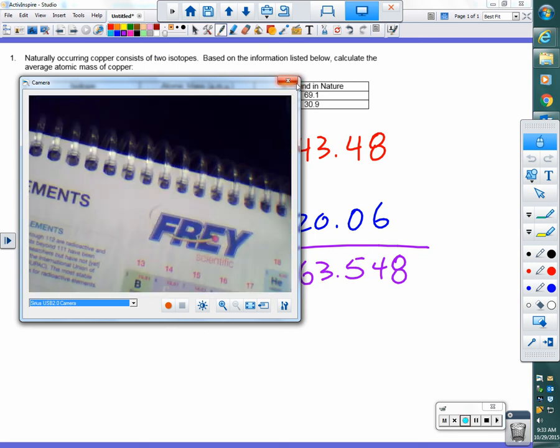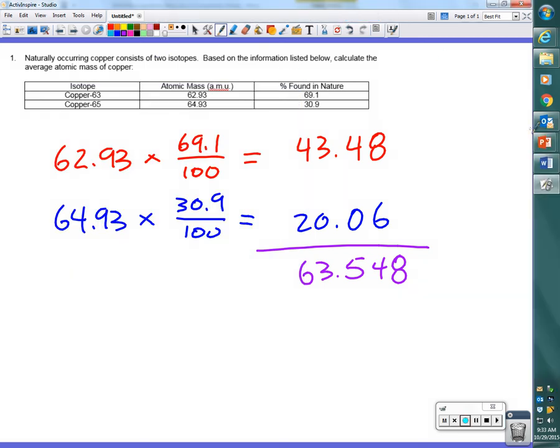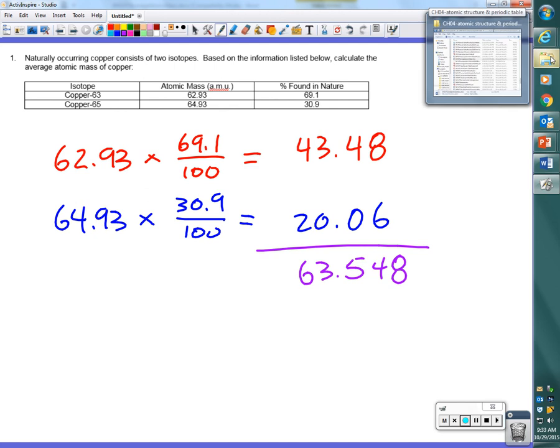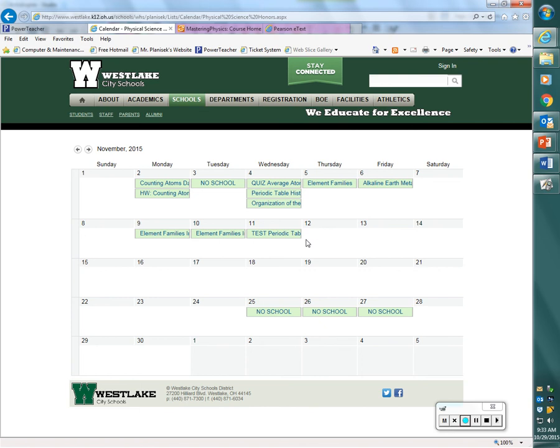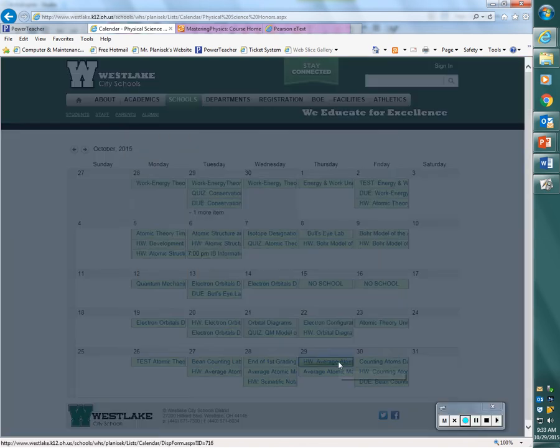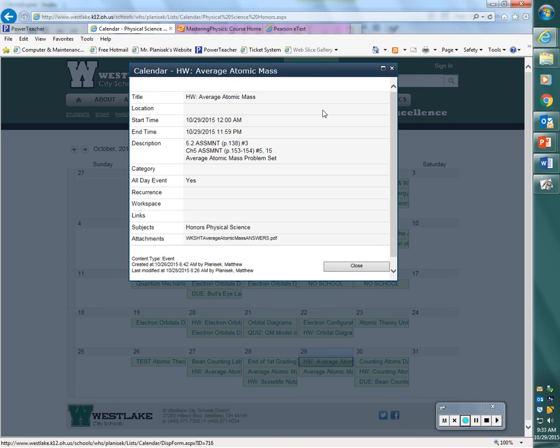Okay. All right, so for homework tonight, a couple things, right? First, there are a couple of problems out of the book. These talk about average atomic mass in general, okay? A couple of things from chapter 5. And then finish up that sheet.